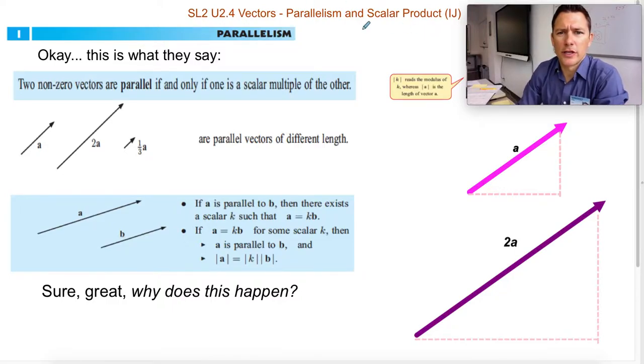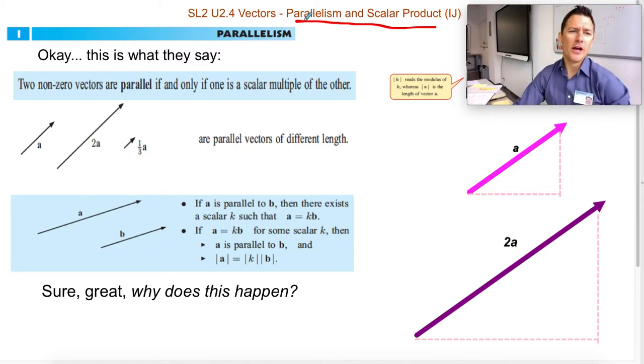Hey y'all, we are looking at parallelism and scalar product in vectors today. Woohoo! The moment you've been waiting for.